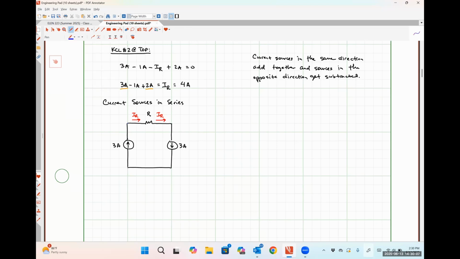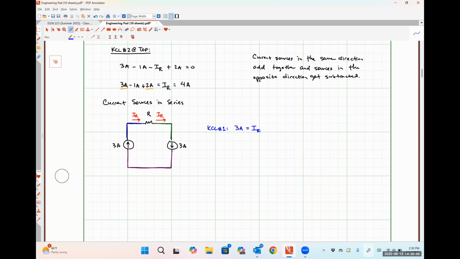So I'm going to call this node right here the blue node. This node over here to the right will be the green node. And this node on bottom will be the purple node. And I'm going to apply KCL at each of these nodes, using KCL number 1, which says currents flowing into the node must be equal to the currents flowing out of the node. So KCL number 1 at the blue node says that we have 3 amps flowing in, and that must be equal to the current flowing out, which is labeled as IR.